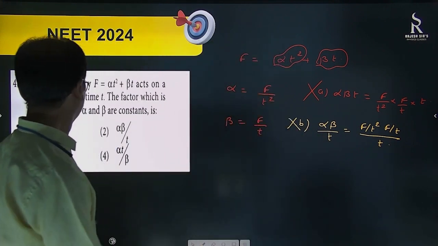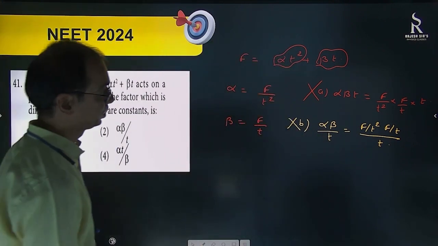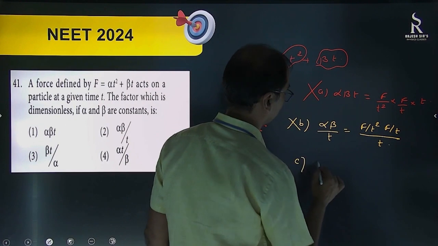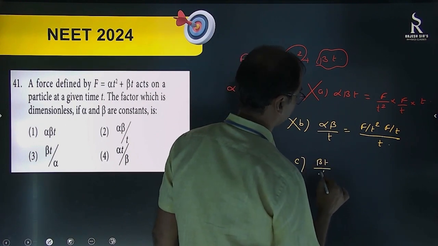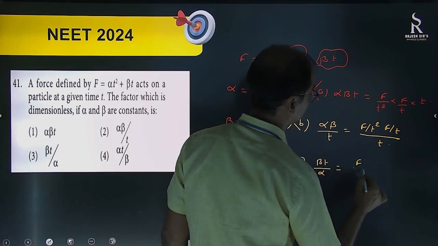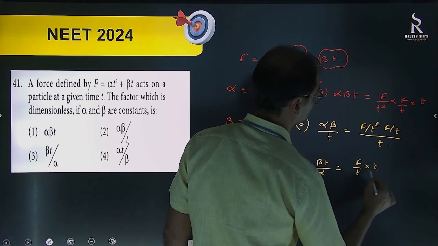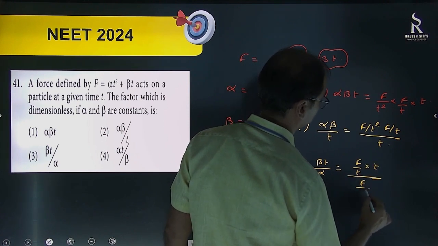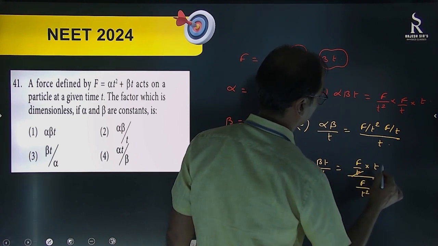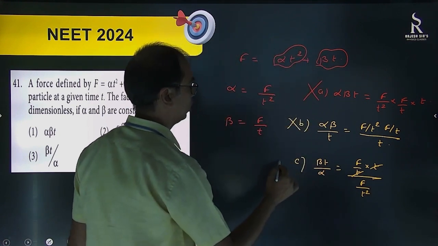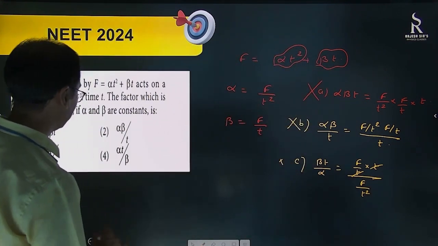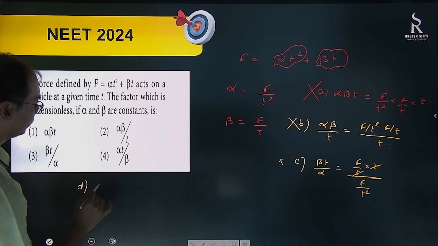B is also wrong. Then beta t by alpha. Let's check. Beta t by alpha. Now beta is F by t into t by F by t square. No, no, no, no. It's not dimensionless. Then the only option left is D. But let's check first. Okay, that is alpha t by beta.